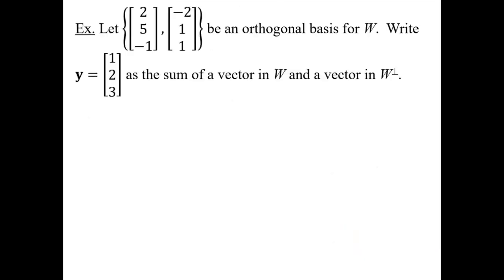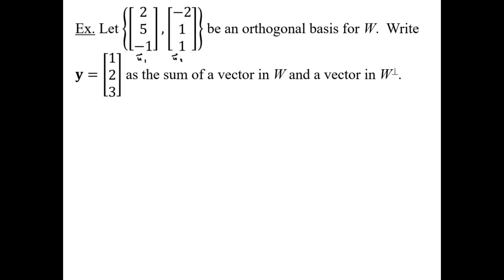Okay, so let's let these two vectors be an orthogonal basis for W. By the way, we're told it's an orthogonal basis, but it's worth pointing out that we could actually do the dot product. I'm going to call these U1 and U2. If I were to do U1 dot U2, we get -4 plus 5 minus 1, which is 0. So they are orthogonal, but of course we're told that. We don't have to check.